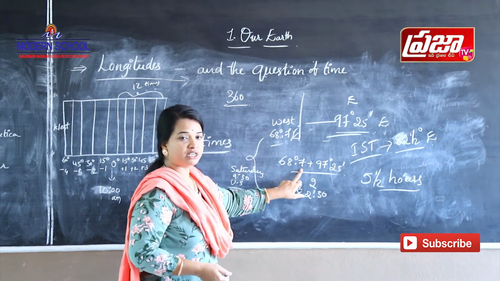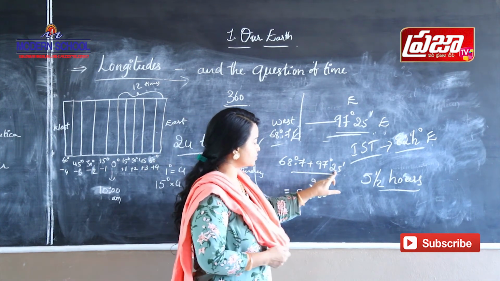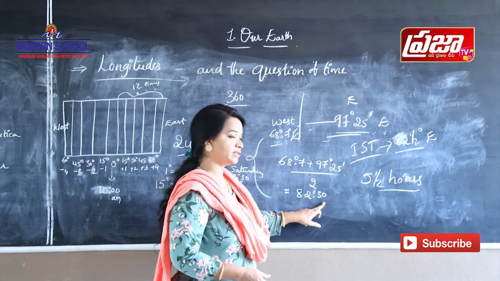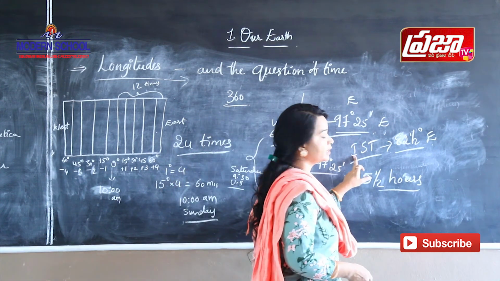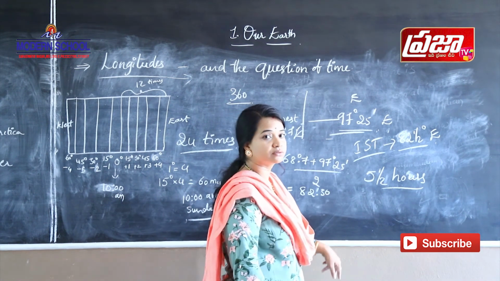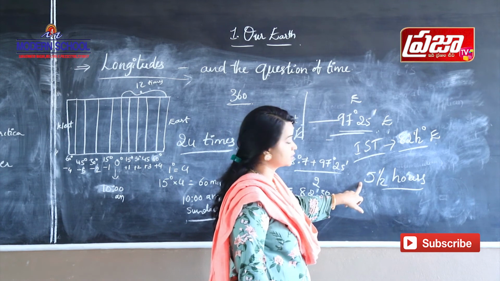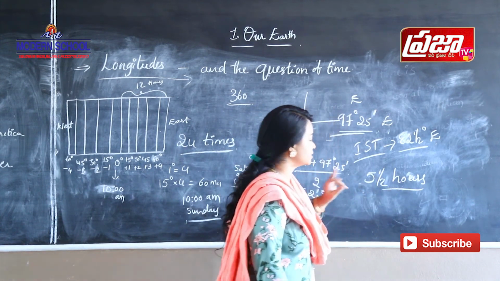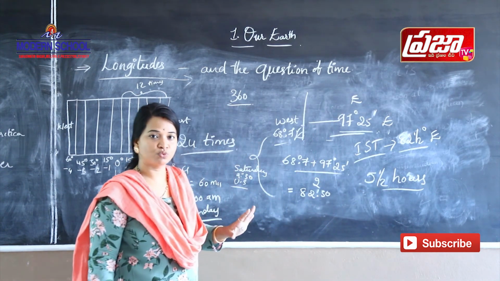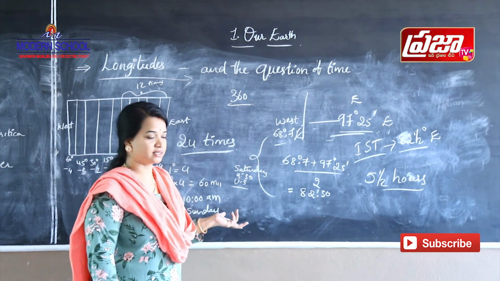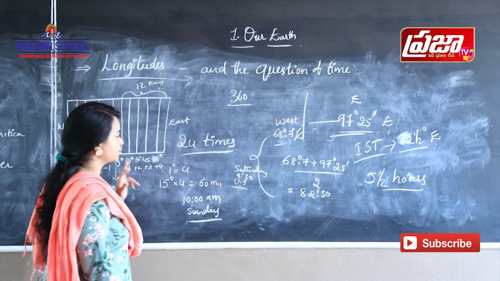68 degrees 7 minutes plus 97 degrees 25 minutes divided by 2, if you do, you will get 82.5 degrees. It has been taken as the Indian standard time. So India has a time difference from Greenwich of 5.5 hours. Like this, every country has its own standard meridian. Like if you take Pakistan, it has a 5 hours difference from Greenwich.